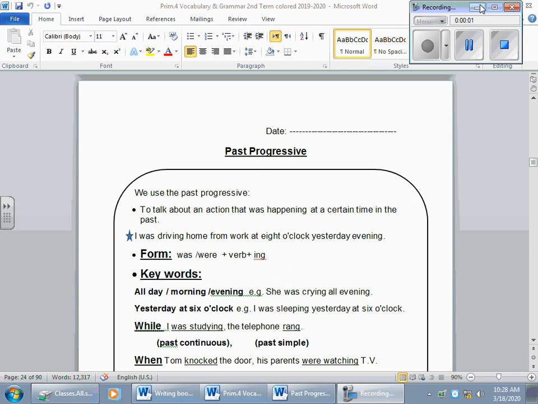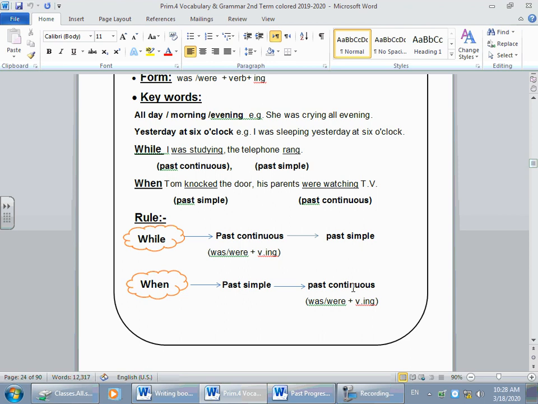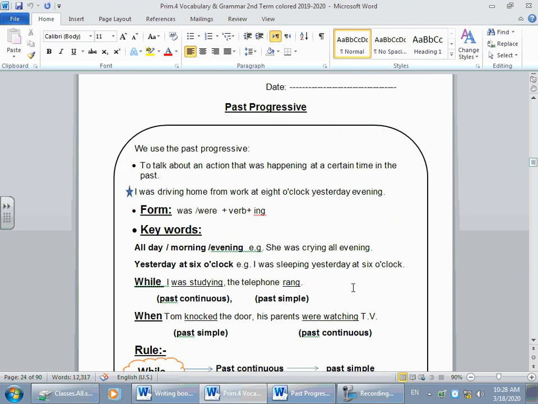Morning, dear students. Today's lesson will be the past progressive. Let's open our booklets, the grammar booklets on page 23. Okay, guys, what do we mean by past progressive?